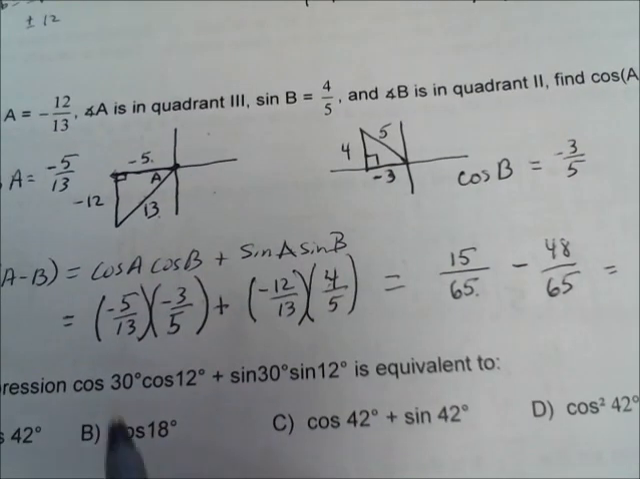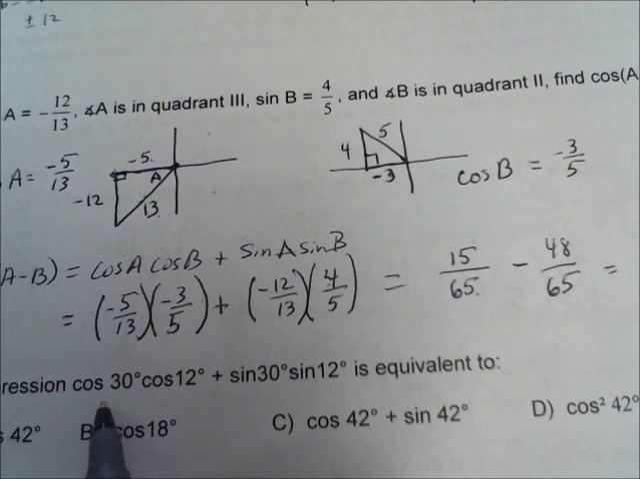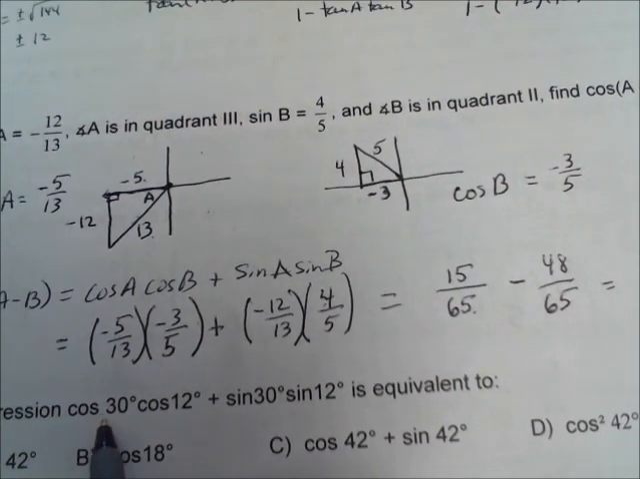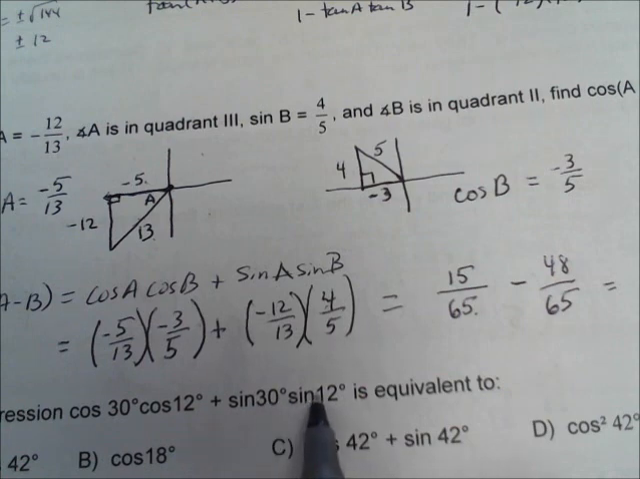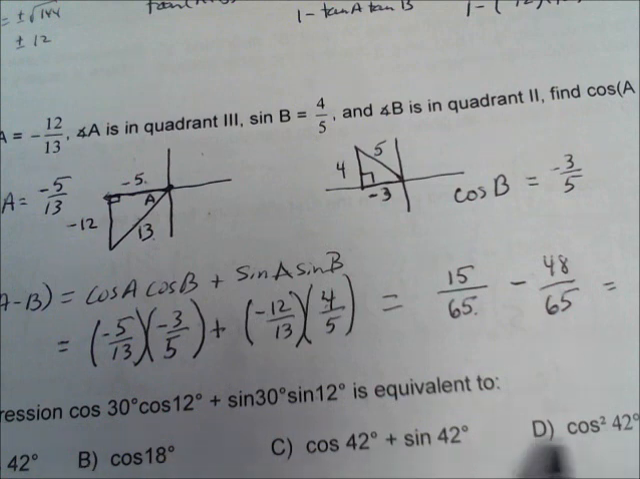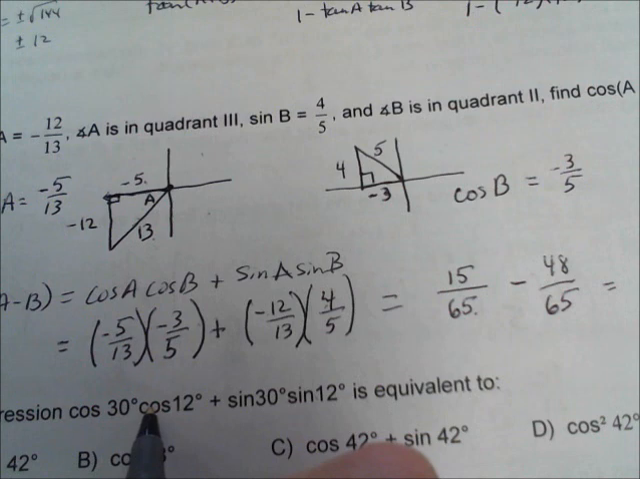The next problem is a backwards problem. So what we have here is a cosine of something times a cosine of another thing plus the sine of something times the sine of another thing. And they want to know what is it equivalent to, which one of these multiple choices. Well, what we can do is work backwards from what we have as our formula.